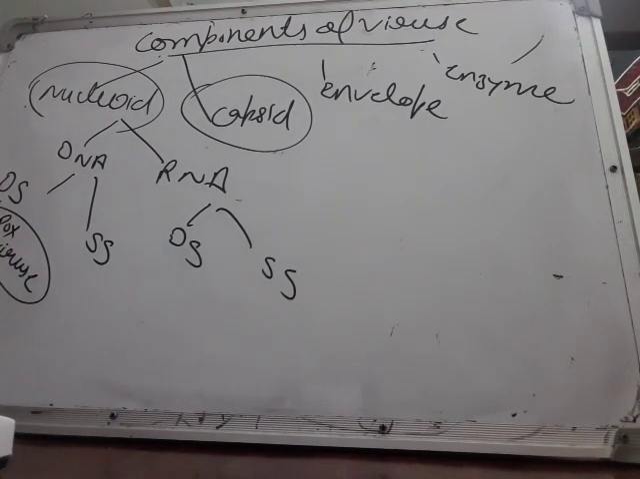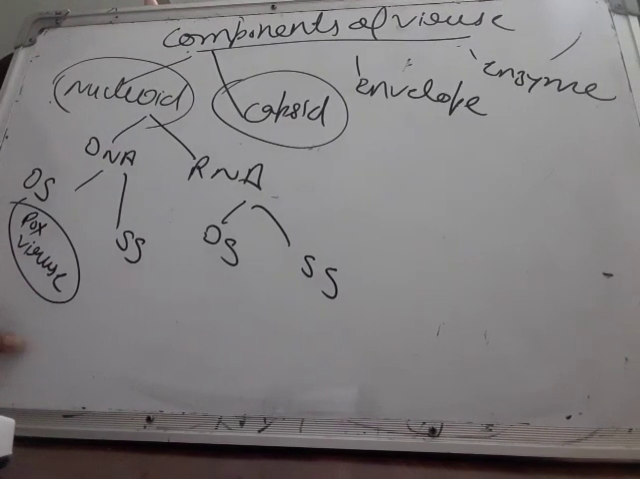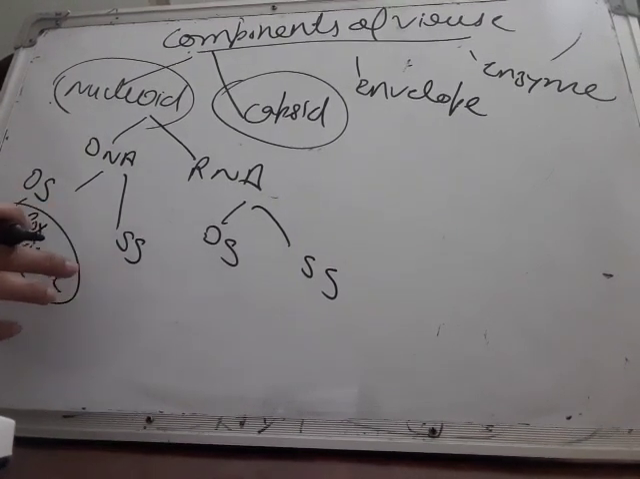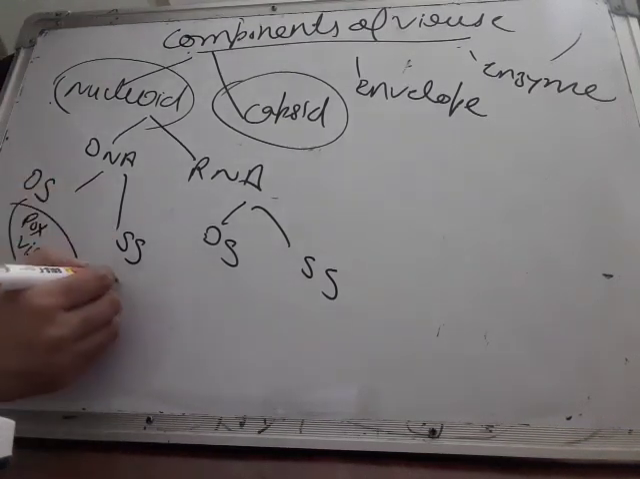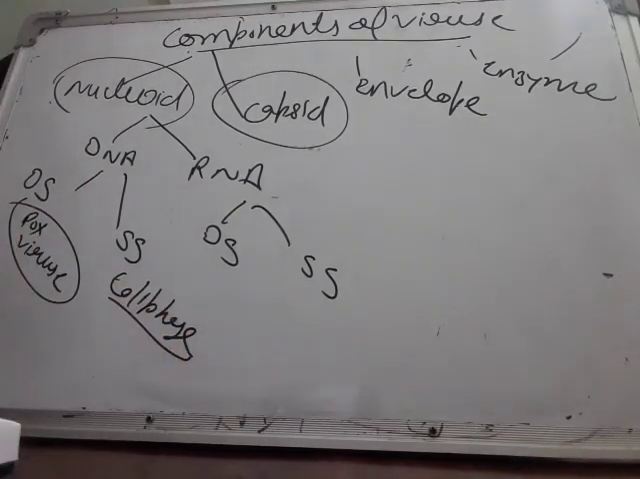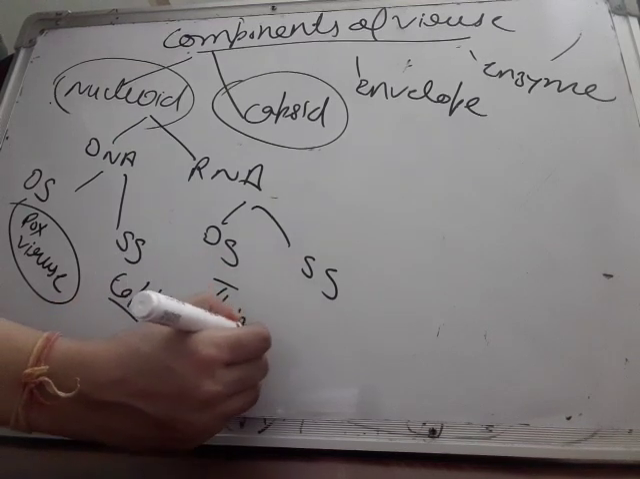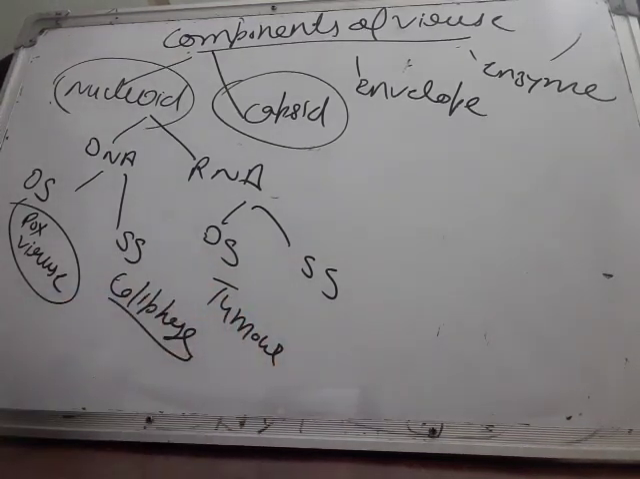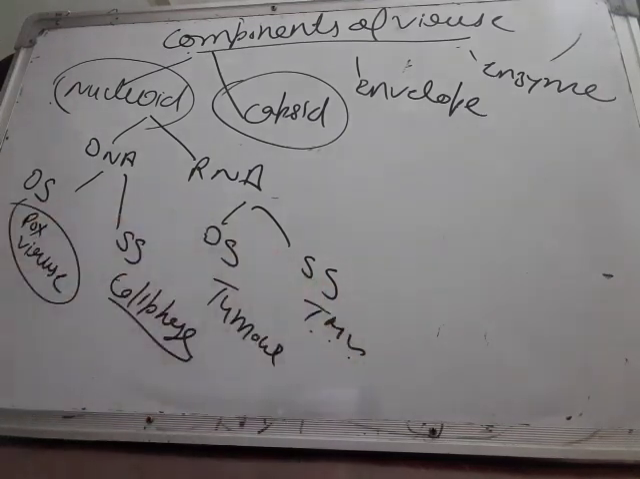Pox virus. And for single stranded genetic material, you can write here phage, particularly coliphage. What are phages? We'll tell you later. And double stranded RNA is found in tumor virus. And single stranded RNA is found in TMV, tobacco mosaic virus.